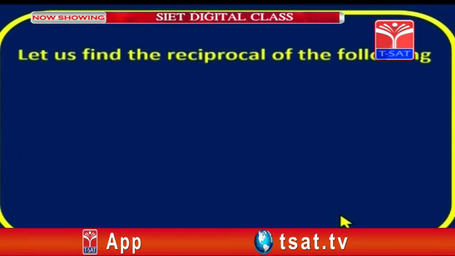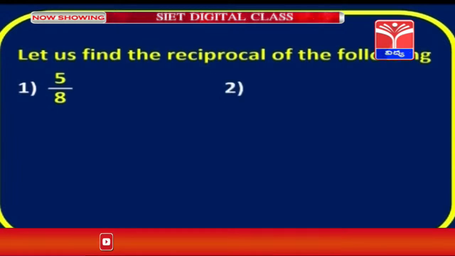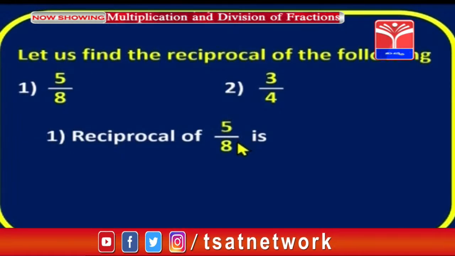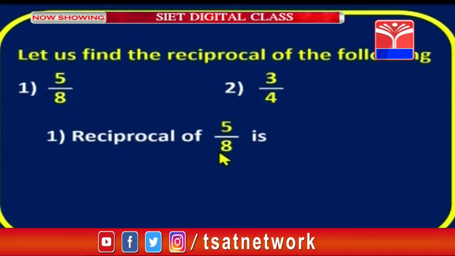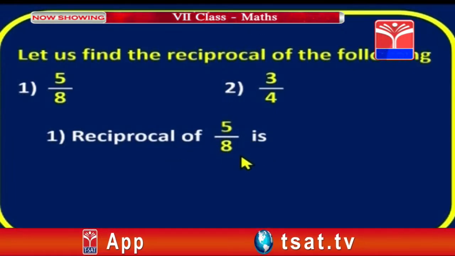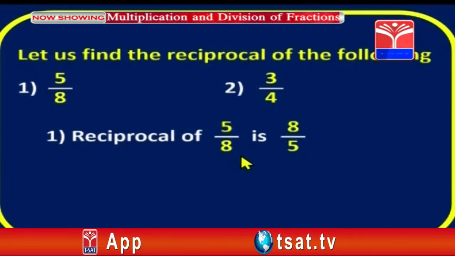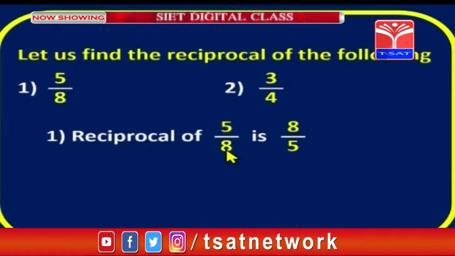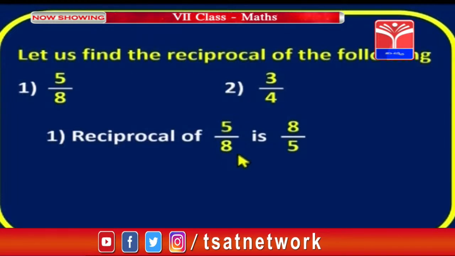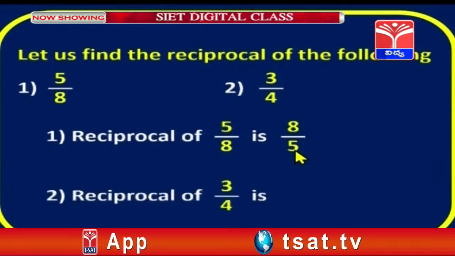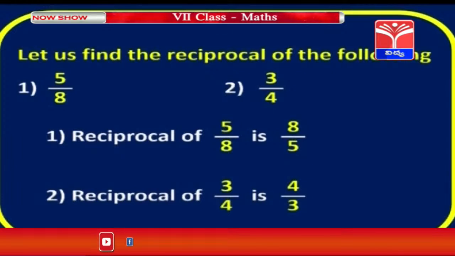Children, let us find the reciprocal of the following. First one 5 by 8, second one 3 by 4. Can you tell me the reciprocal of 5 by 8 now? The numerator is 5, the denominator is 8. To write the reciprocal, you have to interchange numerator and denominator. So you will get 8 by 5. This became numerator and this became denominator. Now children, can you find the reciprocal of 3 by 4? Yes, it is 4 by 3.